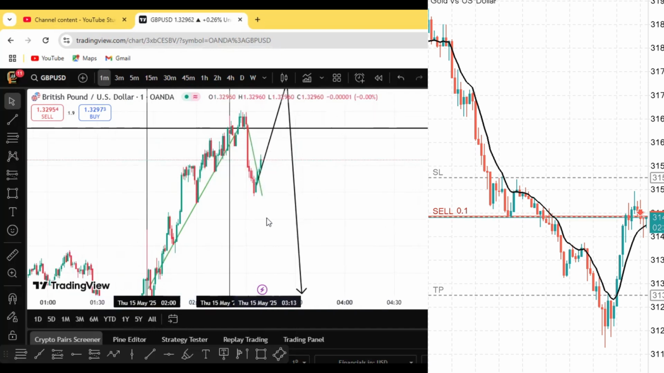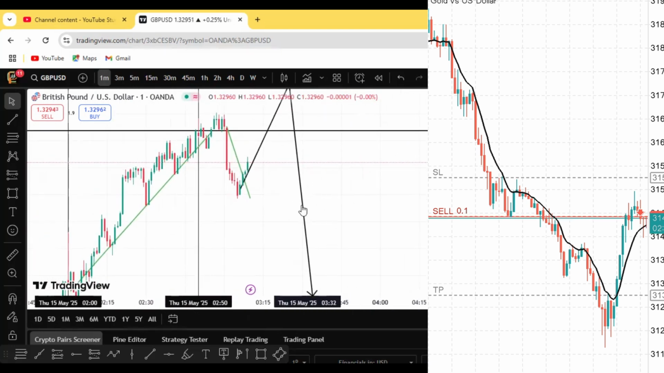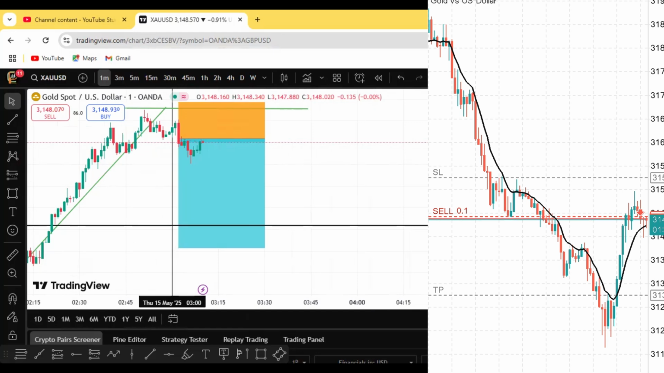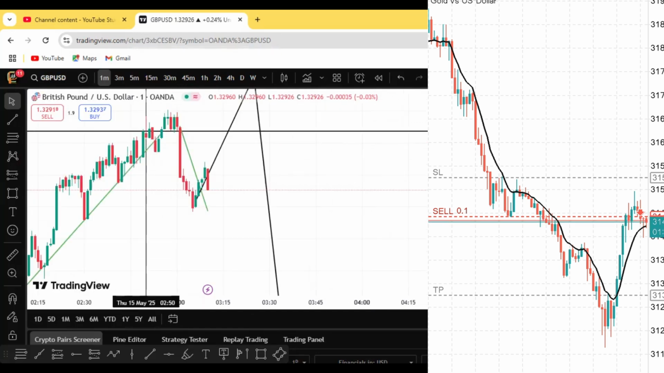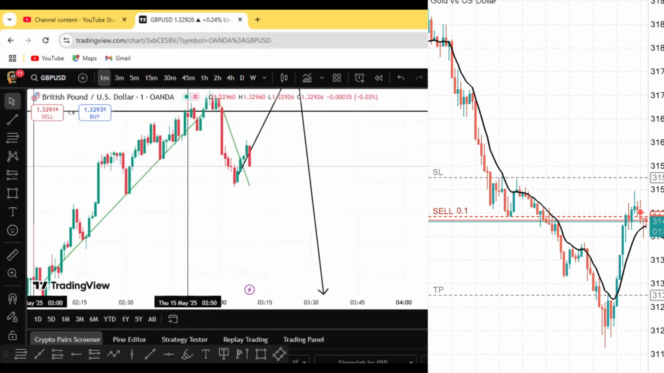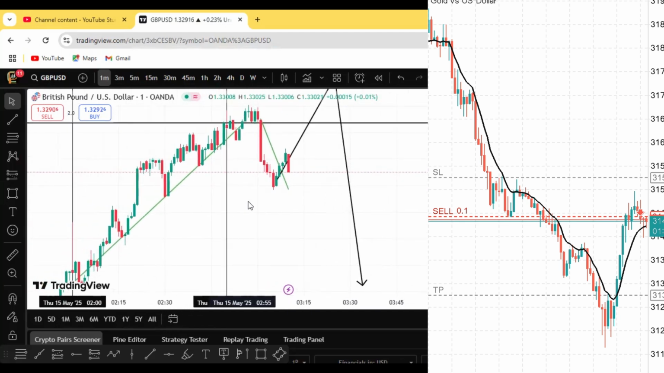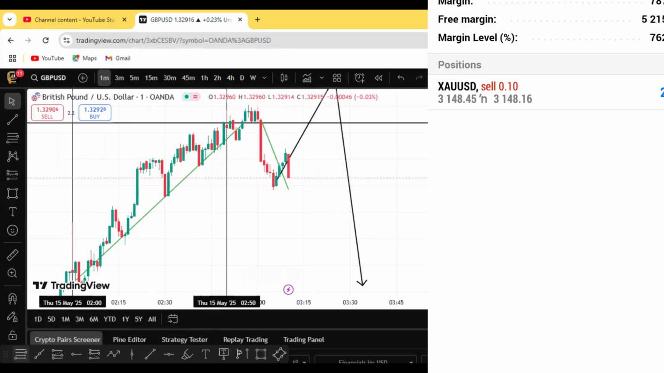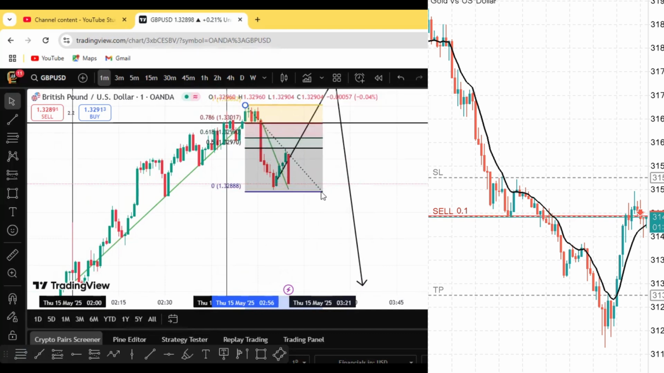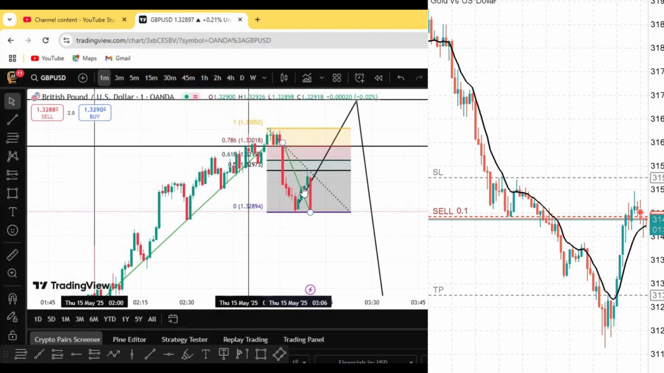It's important. So this is what I wanted before I enter on GBP/USD. Okay, so if this candle closes bearish like this, I am going into the trade. Fibonacci retracement, it's a good entry.